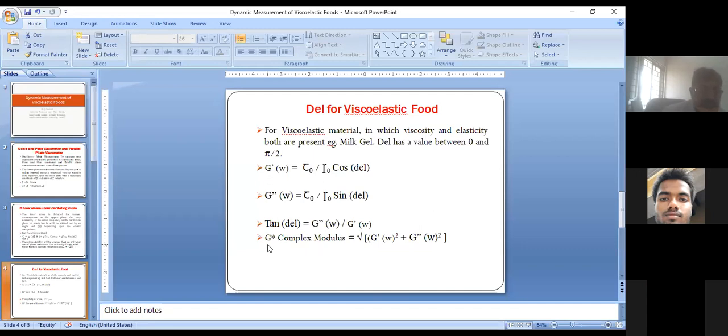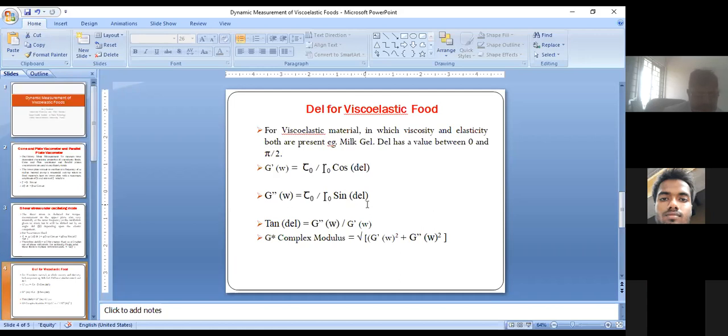This is the elastic part of the stress, which is the part of the stress in phase with the strain, and it corresponds to the storage modulus. This is termed G dash omega, equal to tau 0 upon gamma 0 cos delta. However, G double dash omega is equal to tau 0 upon gamma 0 sin delta, which is the viscous part of the stress.